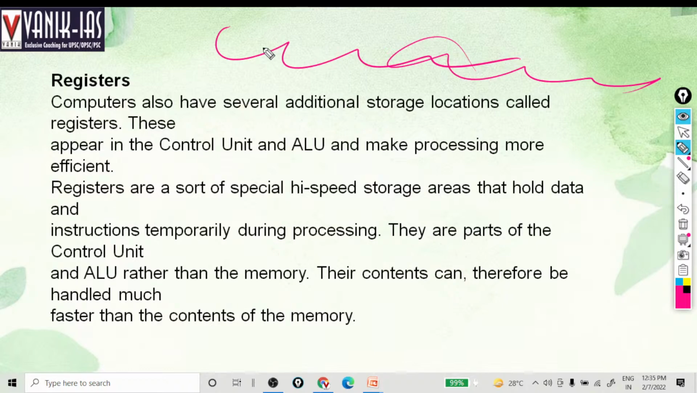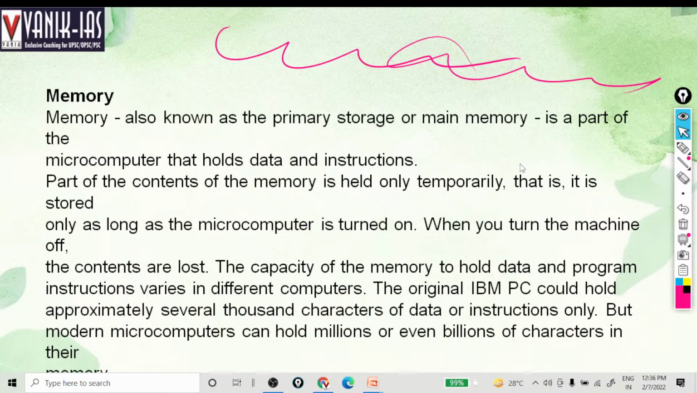Now if I go here and click on the file and click on save as, then it will go to the secondary memory. So now if I switch off the system, then these things will be deleted automatically because they are not saved to secondary memory. So memories are also of different types, right? Primary memory holds the content temporarily, as long as the microcomputer is turned on. When you turn the machine off, the contents are lost.